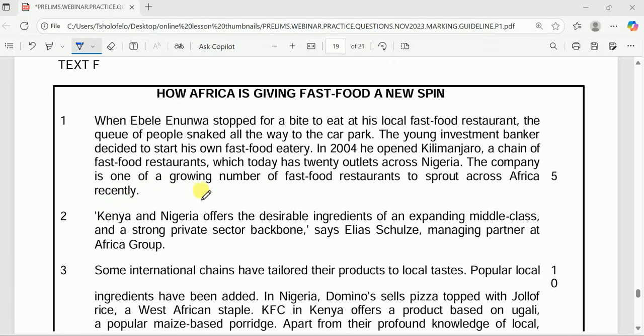The company is one of a growing number of fast food restaurants to sprout across Africa recently. Kenya and Nigeria offer the desirable ingredients of an expanding middle class and a strong private sector backbone, says Elias Souls, managing partner at Africa Group.